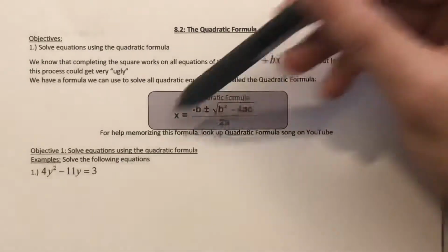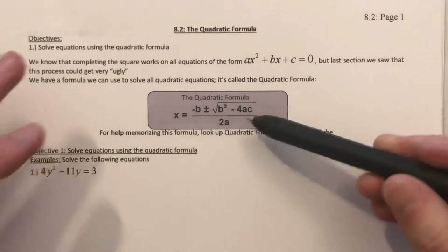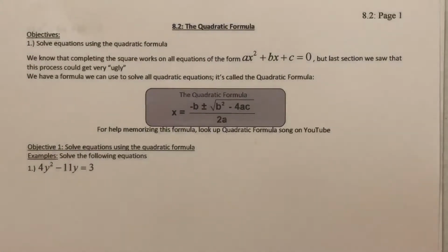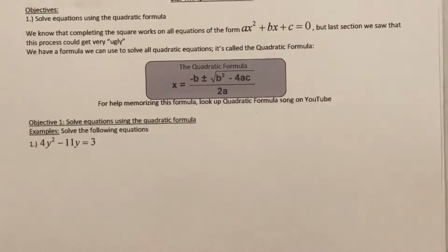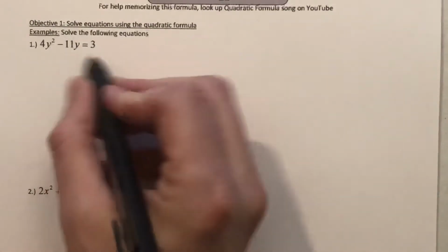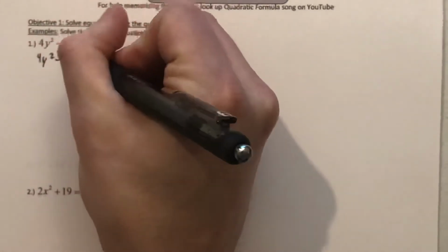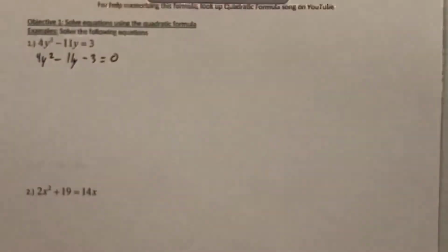And so with that formula, we can take it to any of these equations, again making sure we get it into this form first, and then simply plugging in and simplifying. So with the first one here, notice it's not in that form yet, so the very first thing we do is get it into that form by bringing the 3 on over.